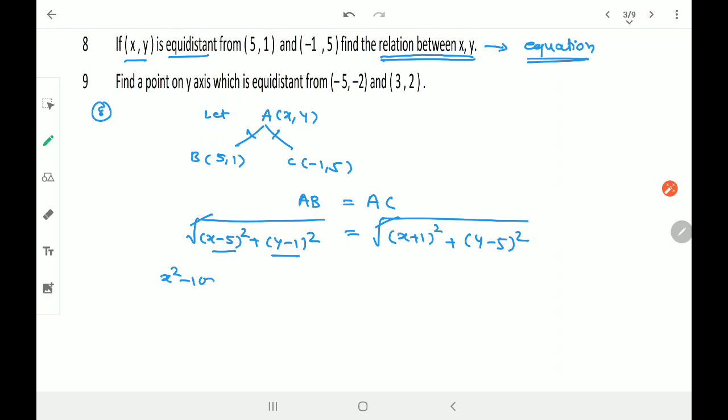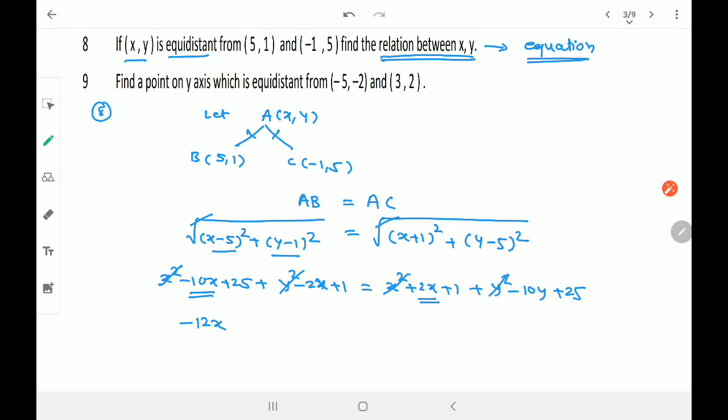x square minus 10x plus 25 plus y square minus 2y plus 1 is equal to x square plus 2x plus 1 plus y square minus 10y plus 25. That's it. What else can get cancelled? Let us see. x and y, please don't jumble. x square and y square of course get cancelled. So let us try bringing the x terms together. So minus 12x is my term here.